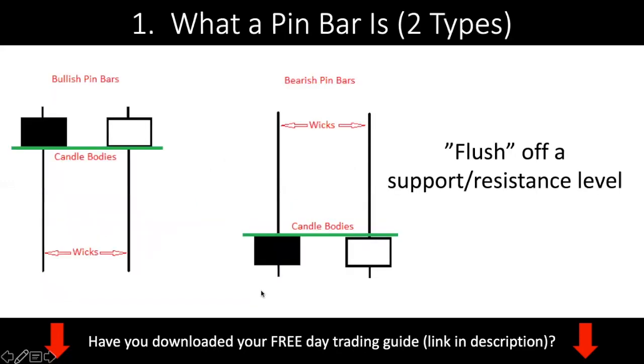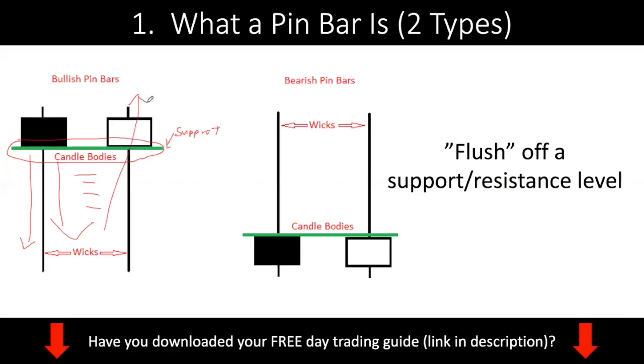The other one is what I call the flush of a support and resistance level. This is when your support is actually somewhere here, but price went all the way down to flush out the stop losses. Because a lot of people see this as a support, let me just draw it. A lot of people see this as support, so they put their stop losses here, here, here, just below the support. So what the market does is it purposely drives price down to stop you out, and then after that, it goes back up.